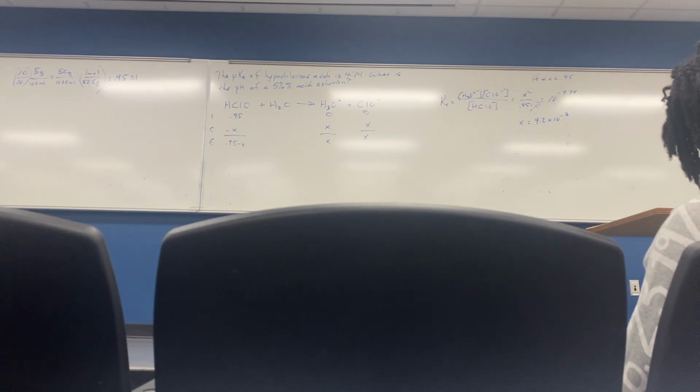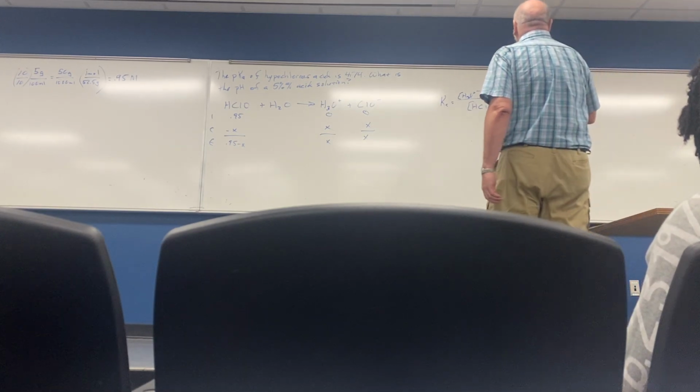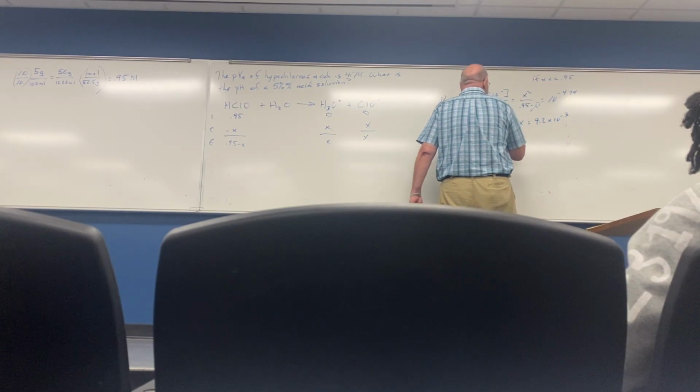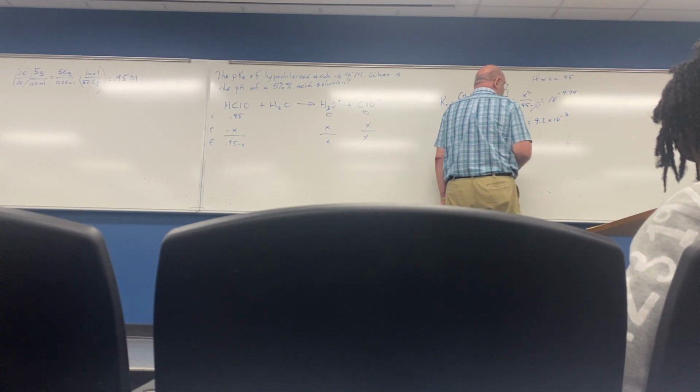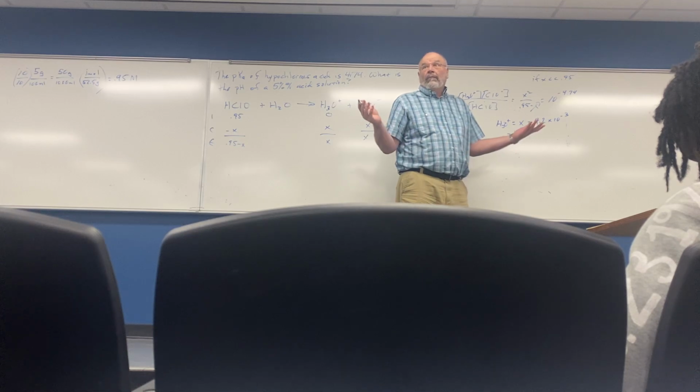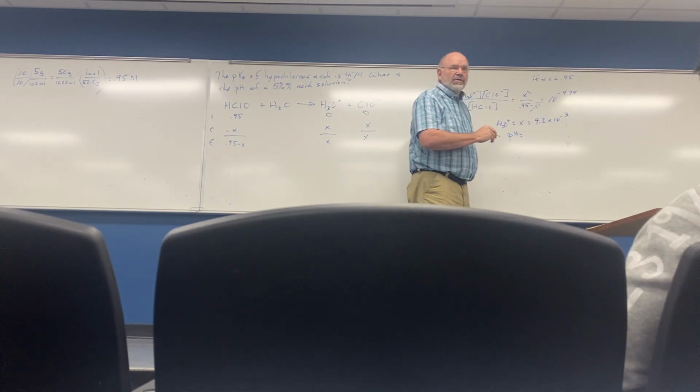So can you take the negative log of 4.2 times 10 to the minus third? Sure, I bet you can. I bet y'all have a calculator that'll do that, right? If your calculator won't do that, go down to the bookstore and get you a calculator. Okay. So this is my H3O plus. So my pH is 2.4.